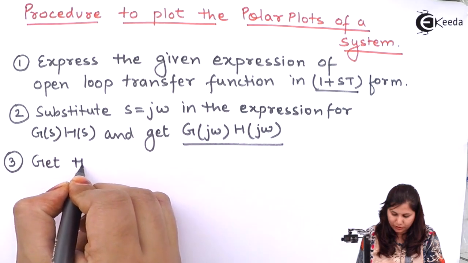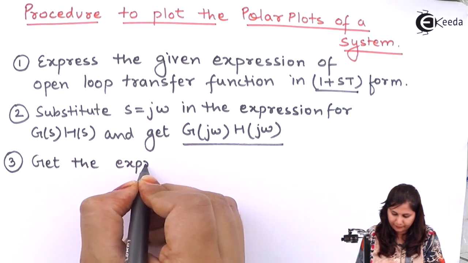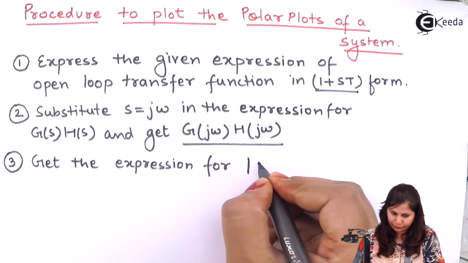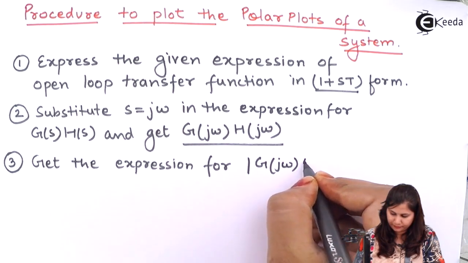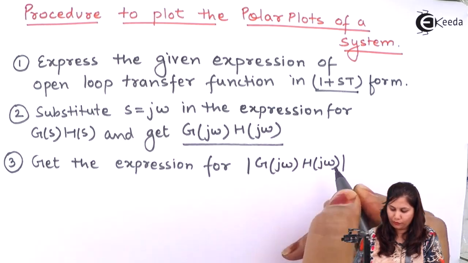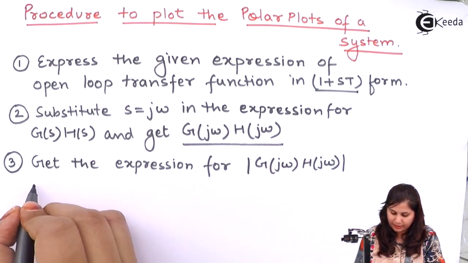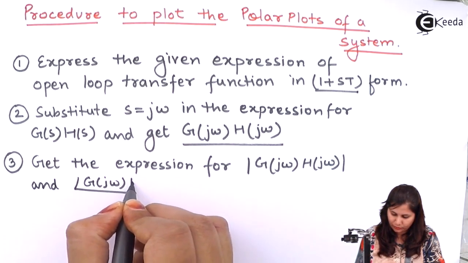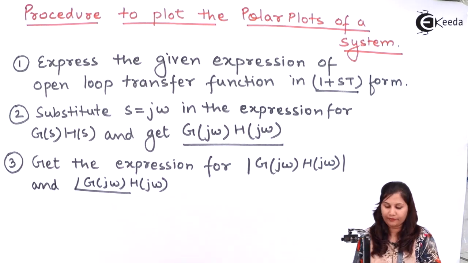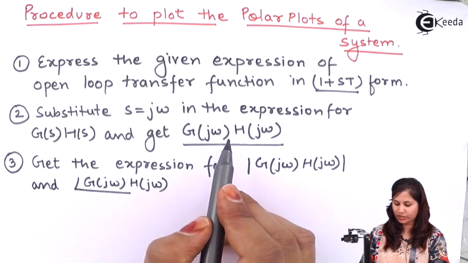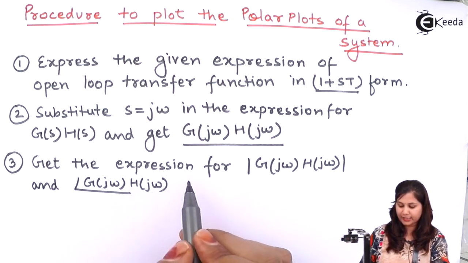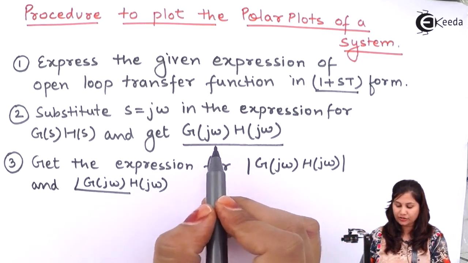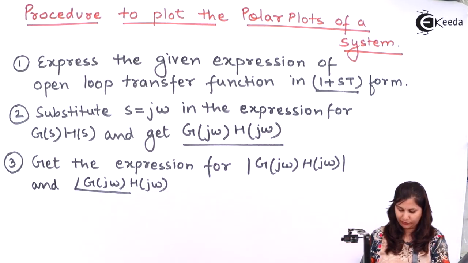Now the third step is to get the expression for the magnitude of G J omega H J omega and the phase angle of G J omega H J omega. We obtained G J omega and H J omega in the second step. Then in the third step, get the expression for the magnitude and the phase angle of this open loop transfer function.